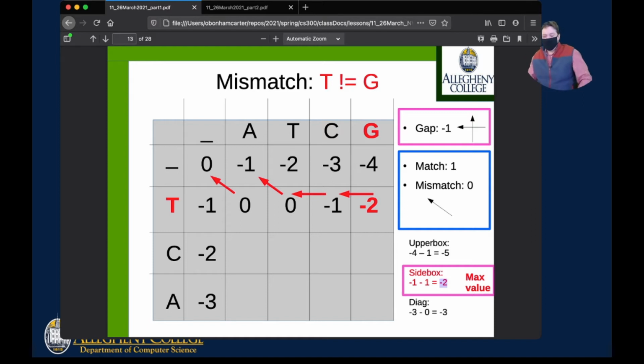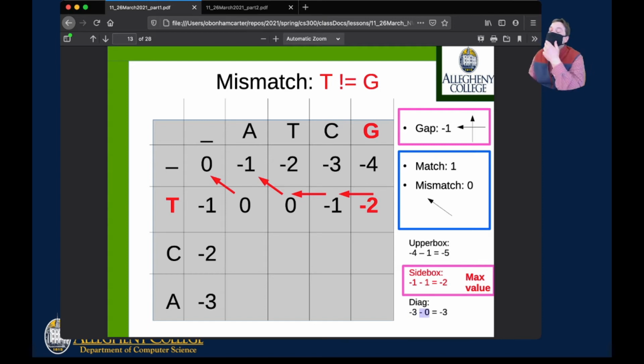Okay, fine. And now I need to know whether these things mismatch or not. So then I go to the diagonal, and I say, okay, -3. I'll just go ahead and put that down here, and I'm going to check to see, well, what is it? T and G, they're not the same. So it's a mismatch, and so I'm going to be giving myself a penalty of 0. So I take this value that I got diagonally, -3, and I'm going to just subtract that 0.